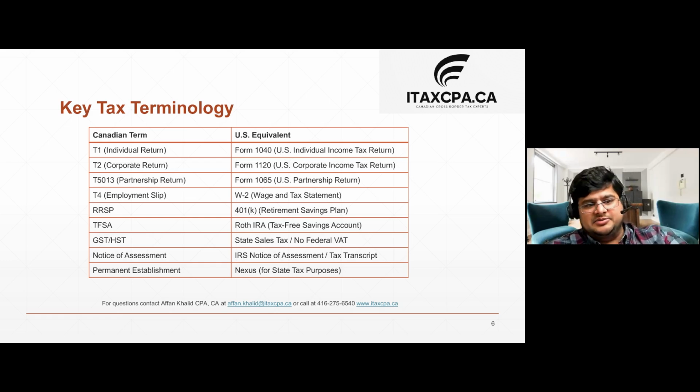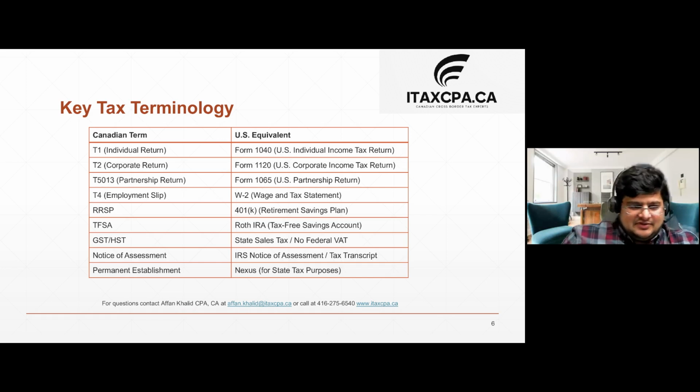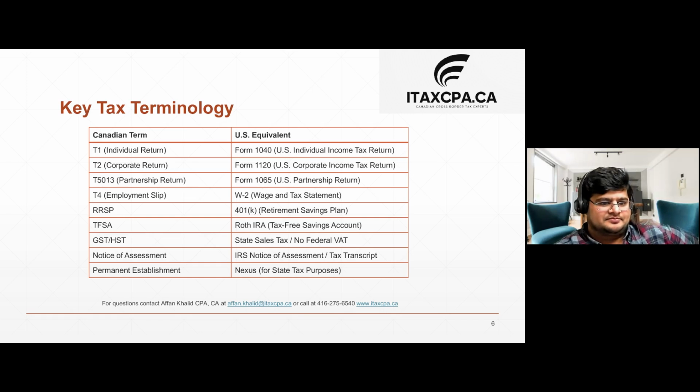And then finally, permanent establishment. This term, we use it more frequently over here instead of the term nexus. But I will try to use nexus just because it's more familiar to you instead of using the term permanent establishment. Okay.